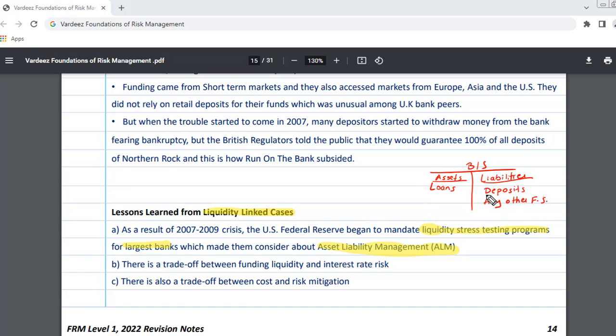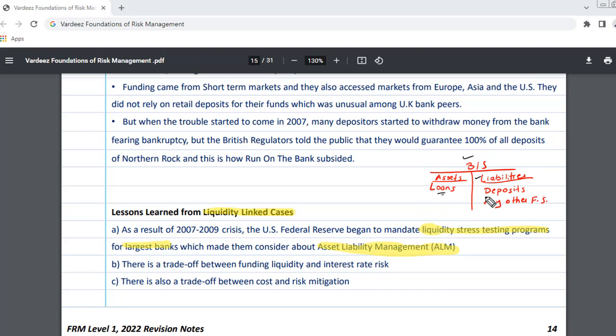Alright, to consider asset liability management, understand that there is a simple balance sheet that I've drawn here. The assets for a bank are loans. The deposits that they get from the customers are liabilities because they have to pay it back, and any other funding sources that the bank may have. So this is a very simple balance sheet.